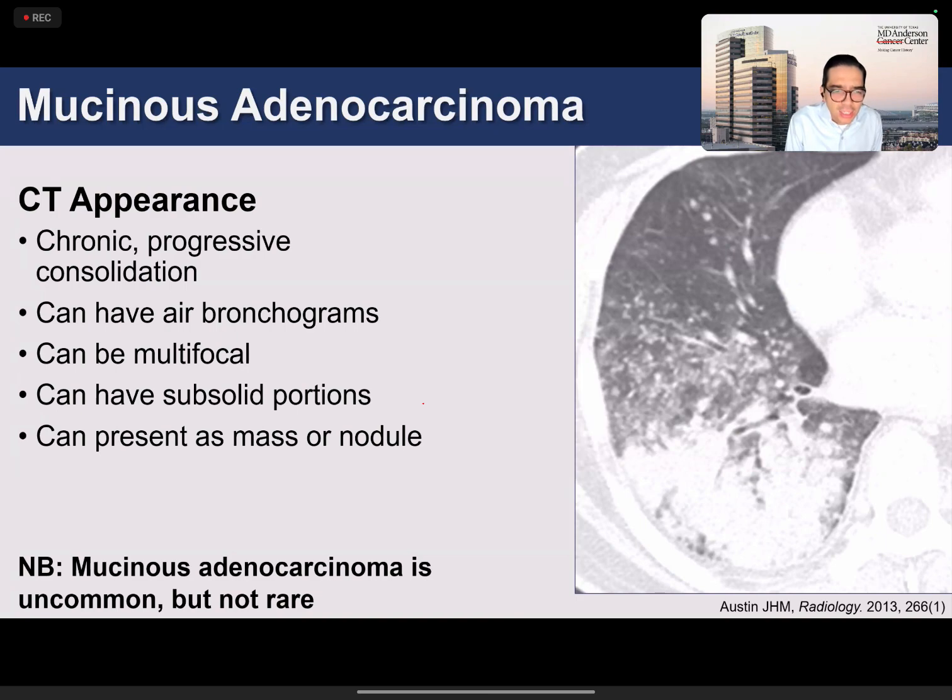And mucinous adenocarcinoma is not rare, but it's not the most common either. Okay, so you'll see it from time to time. And frequently, the way these patients present is they'll have a consolidation on chest x-ray. The patient will be treated for pneumonia and it won't go away, and then they'll get a CT.